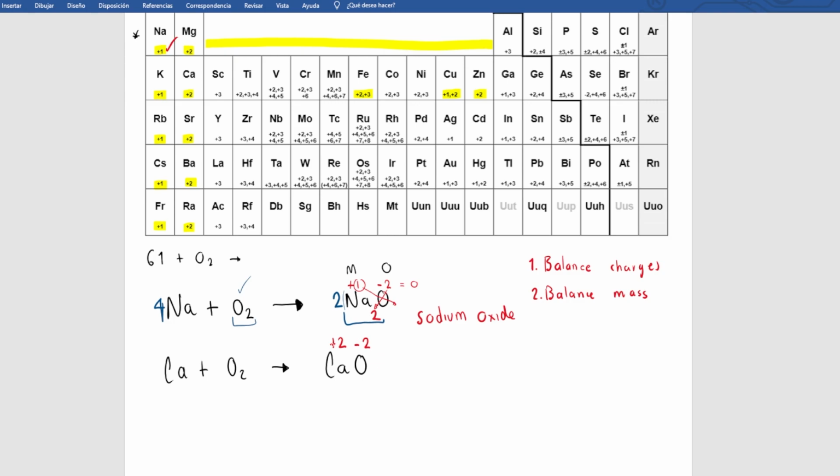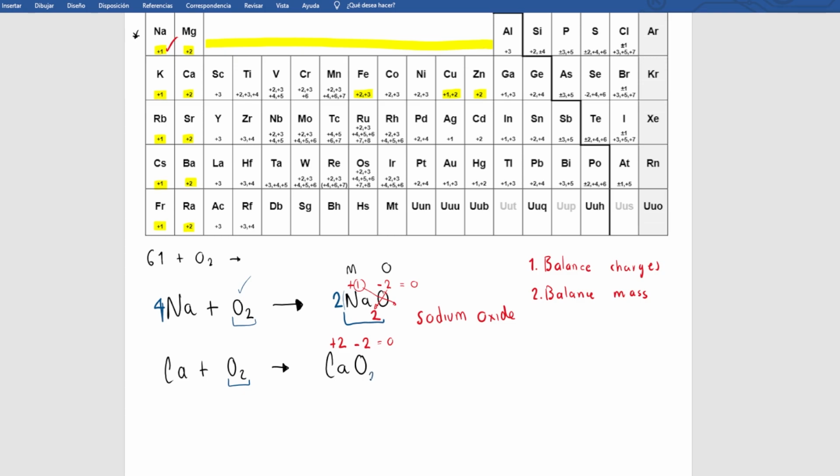Now, we can see that +2 minus 2 is 0. So the formula has a net charge of 0. It is neutral. So it's not necessary to put number 2's here doing the cross. Let's see the mass. Here we have 1 atom of calcium, and here we have 1 atom of calcium. But what happened with the oxygen? Here we have 2 atoms of oxygen, and here we only have 1.